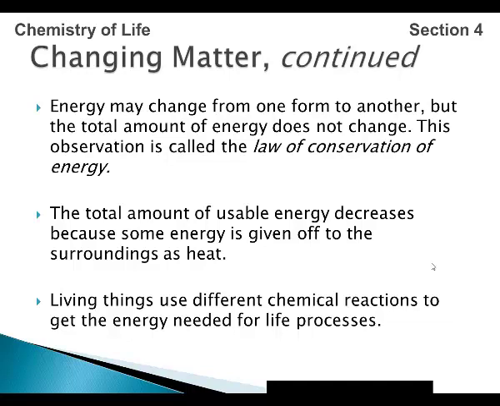So living things use different chemical reactions to get the energy they need for life processes. Some of the energy we convert into a substance called ATP, adenosine triphosphate. That is the energy that is then sent to your cells to supply them with what is needed to go through the processes that they go through. And then some of that energy is released in the form of heat. Your body needs to retain that heat, and we'll see later on in this PowerPoint why our body needs to retain some of that heat.